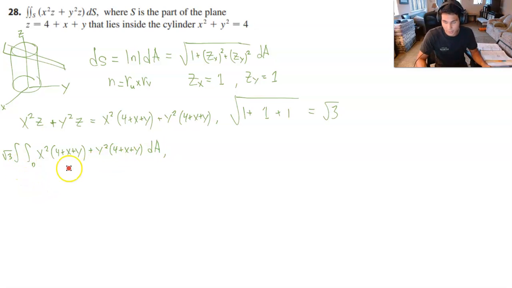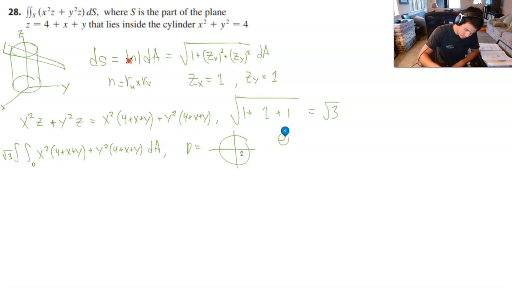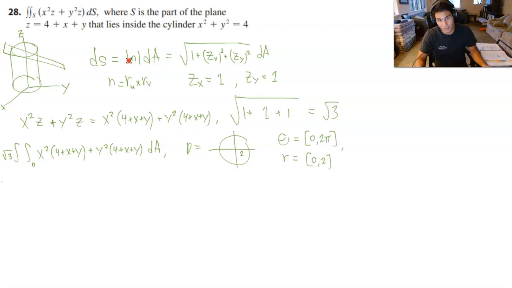Now I want to find the region D. We can see that the region D is bounded by this, because it lies inside the cylinder. The plane goes on for infinity, but it has to be within the cylinder, so the cylinder is our limit here. And here's our cylinder, radius 2. We can describe it using theta and r. So the radius is from 0 to 2, and theta is from 0 to 2 pi. Okay, and this next part.